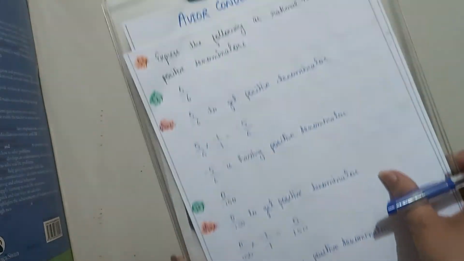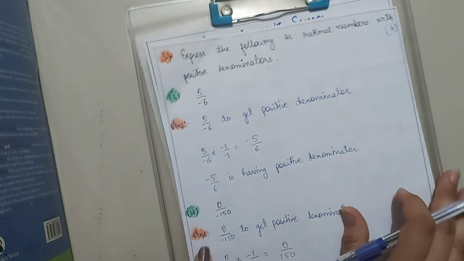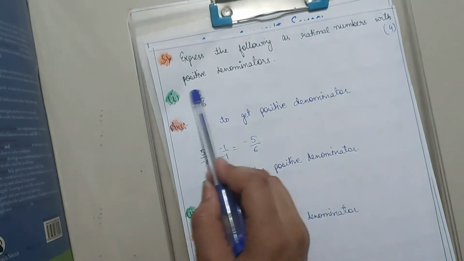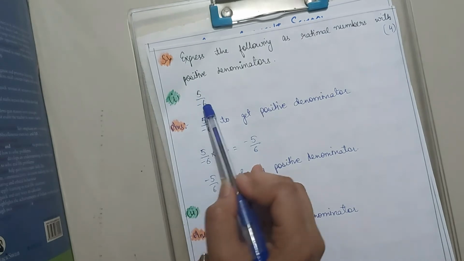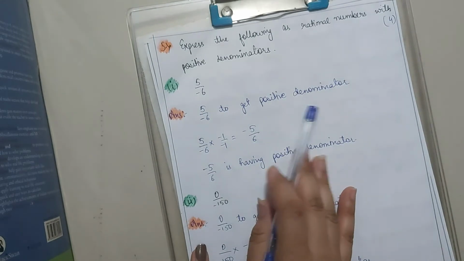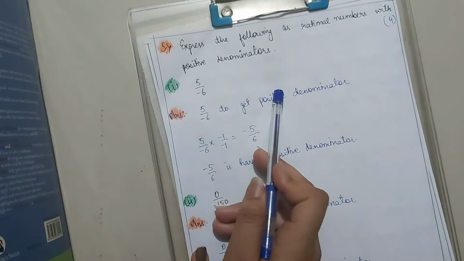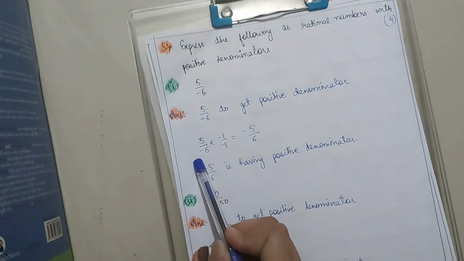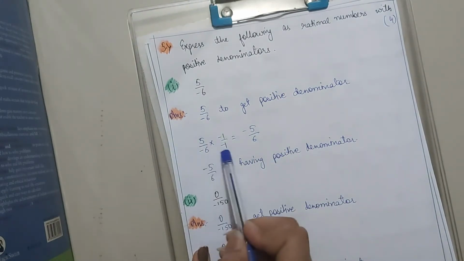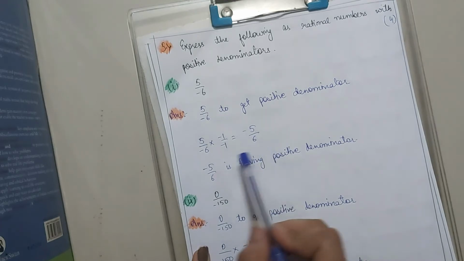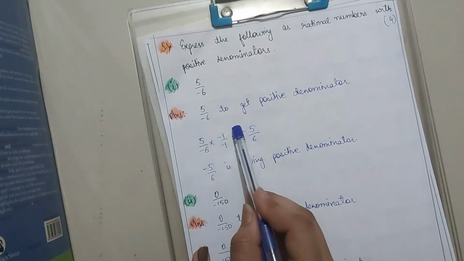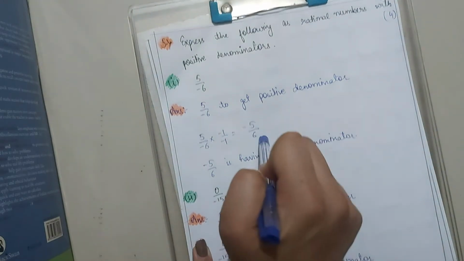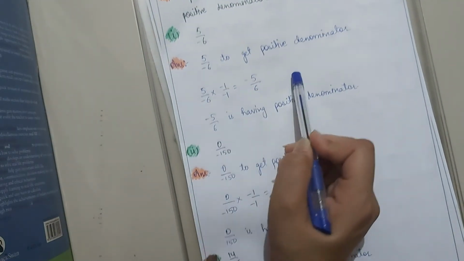Moving to our next question. Express the following rational numbers with positive denominator. We have a negative denominator, we have to create it into positive. How can we turn a negative term into a positive term? As we have read the rules of multiplication, if we multiply the same signs, the result will be positive. So just multiply the term by minus 1 over minus 1, that would be minus 5 over 6. So the denominator is positive.